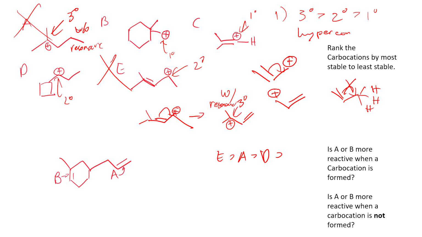But between C and B, these are both primaries. So this is a primary with double bond. This is a primary without double bond. So this is more stable. So B is more stable than C.